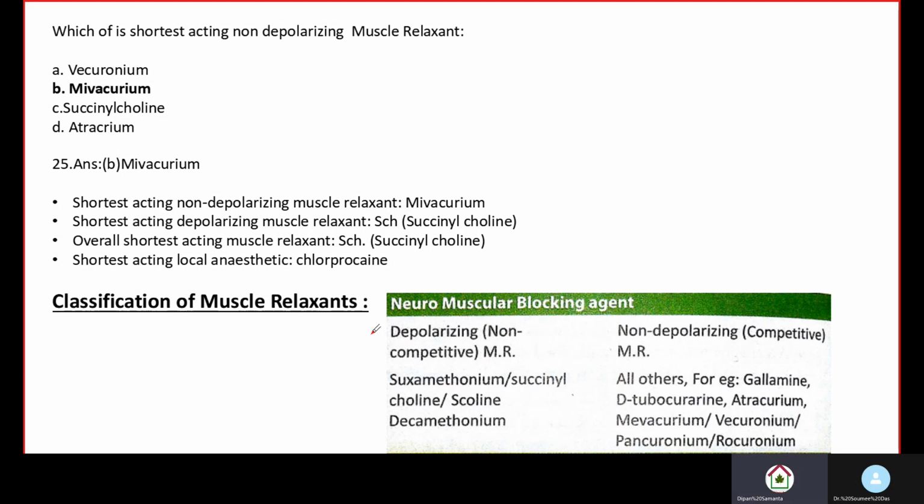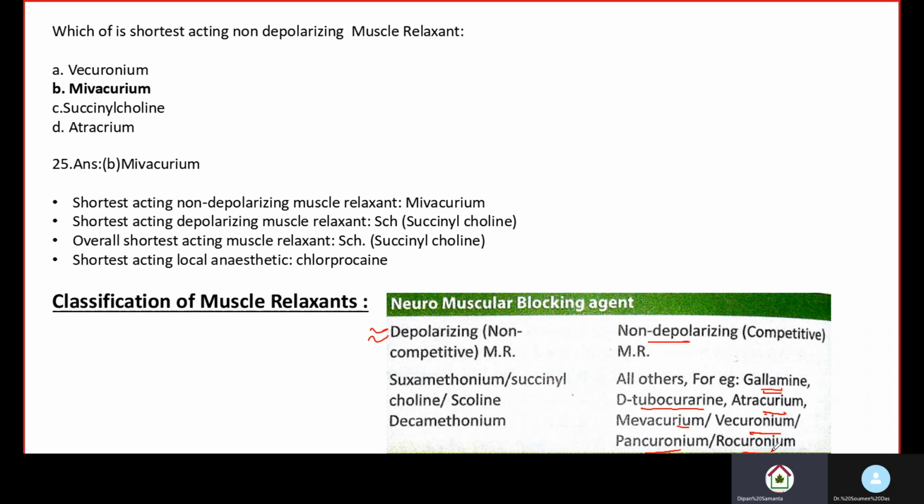Succinylcholine, as we studied just now, is depolarizing, not non-depolarizing. Non-depolarizing muscle relaxants include gallamine, D-tubocurarine, atracurium, mivacurium, vecuronium, pancuronium, rocuronium. The shortest acting non-depolarizing muscle relaxant is mivacurium. The shortest acting depolarizing muscle relaxant is succinylcholine. The overall shortest acting muscle relaxant is succinylcholine.